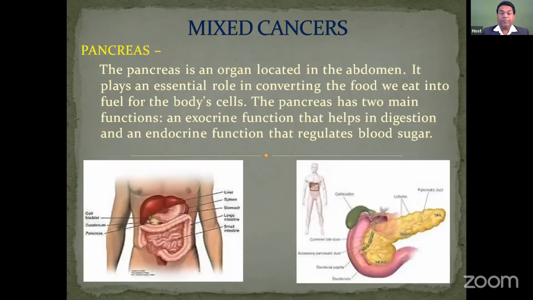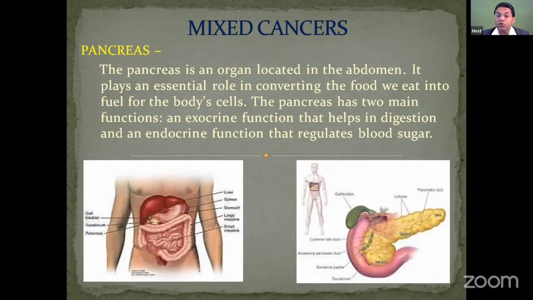So pancreas, ये भी बहुत अच्छी ग्लैंड हमारे बॉडी की है, जिसका बहुत इंपॉर्टेंट फंक्शन हमारे बॉडी में होता है, that is insulin secretion. So pancreas is an organ located in the abdomen. It plays an essential role in converting the food we eat into fuel for the body cell. Yes. So converting the food into fuel. सो एनर्जी देने का काम पेनक्रियास करता है.